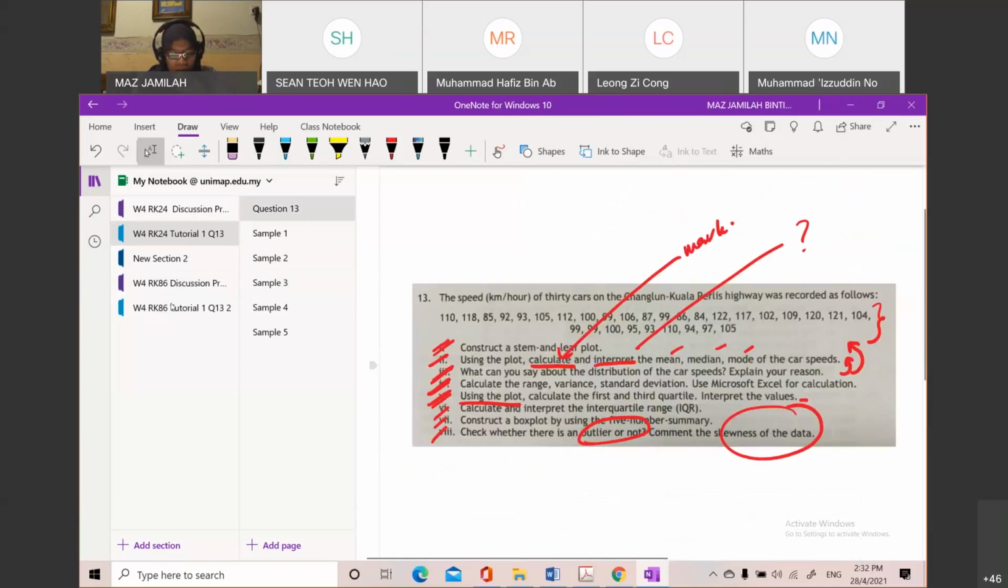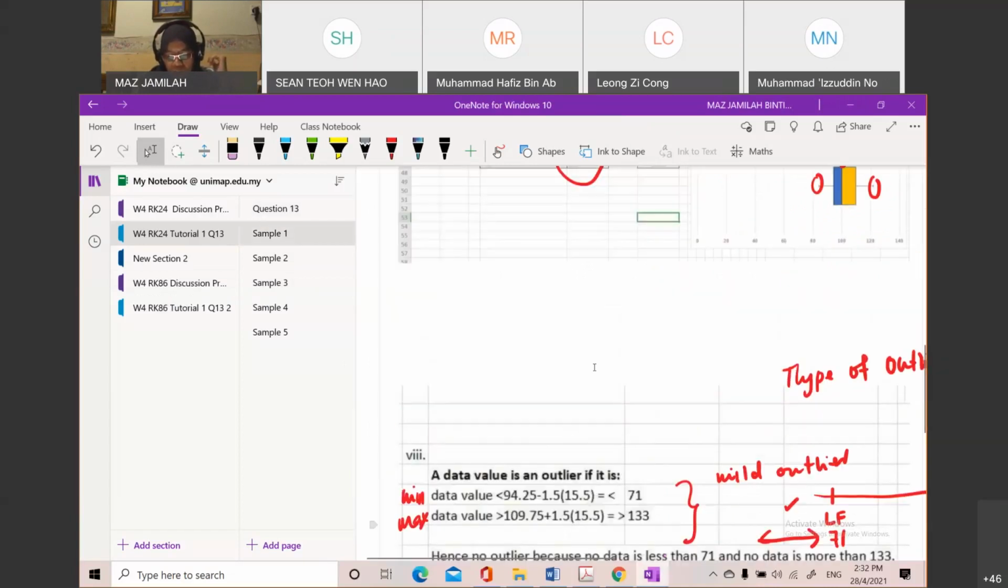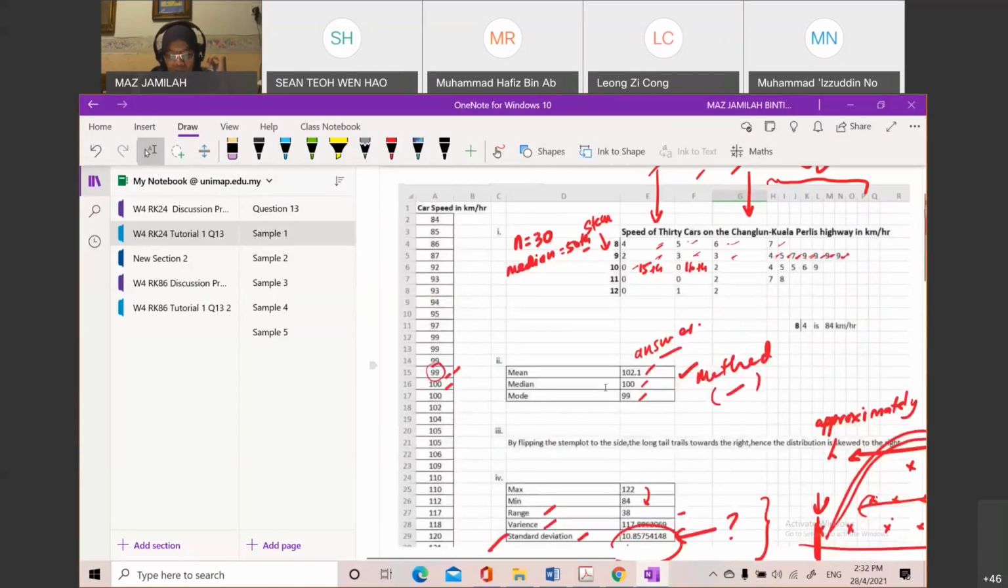Doctor, if we did not order all the values, do we lose marks on that? No, it's okay. That's the process when you have your primary data. Unlike your project one, where you have your secondary data.